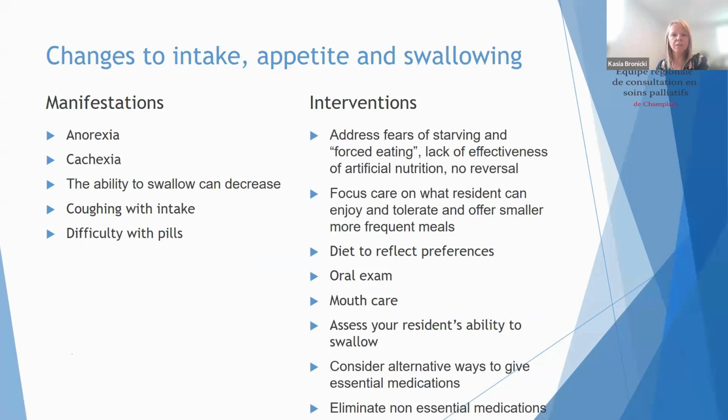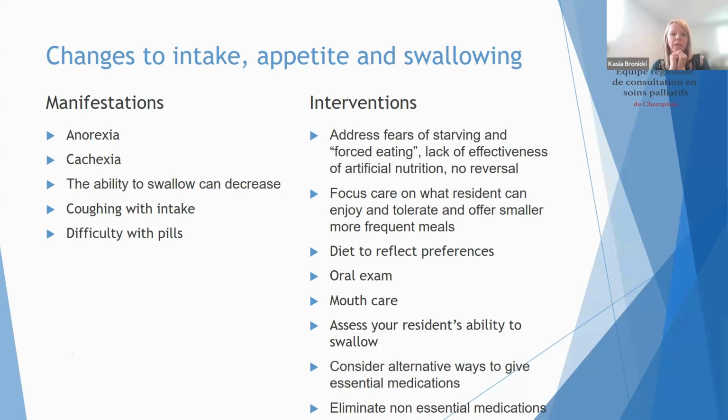We can often see changes to intake, appetite, and swallowing from months to days to hours of the end of life. Anorexia, so appetite loss, and cachexia, weight loss. Cachexia can be seen in cancer commonly, but also in chronic diseases like heart and lung disease. And it's important to address the fears of starvation, that people have these preconceived ideas that when they stop eating, or when that desire for food stops, they will starve to death.